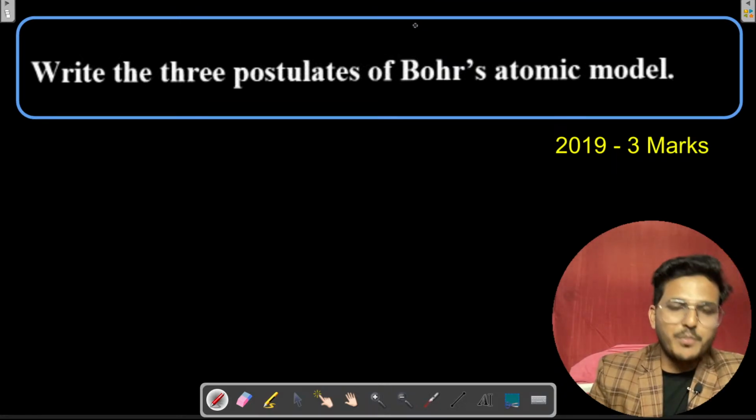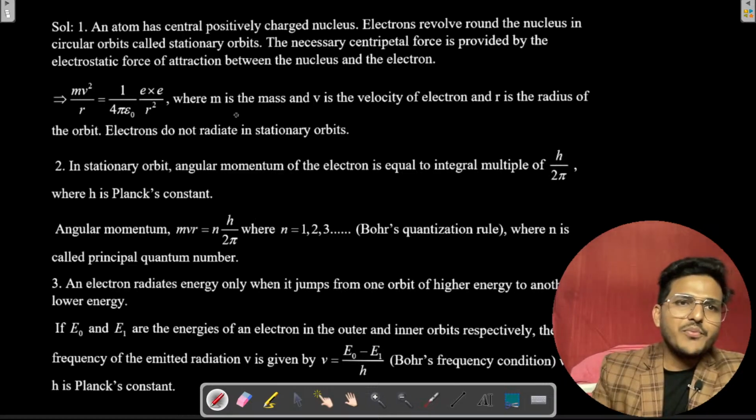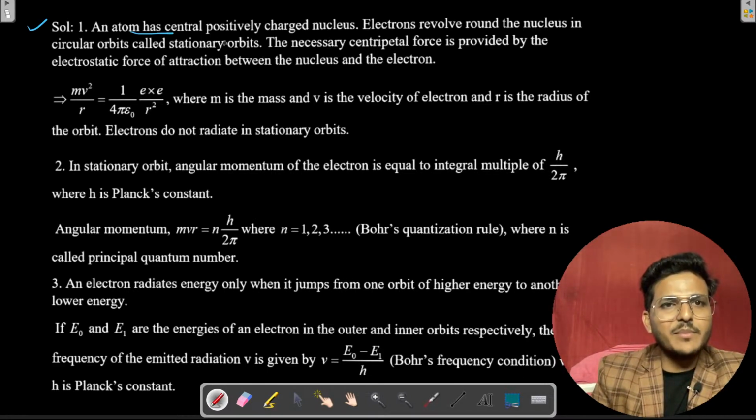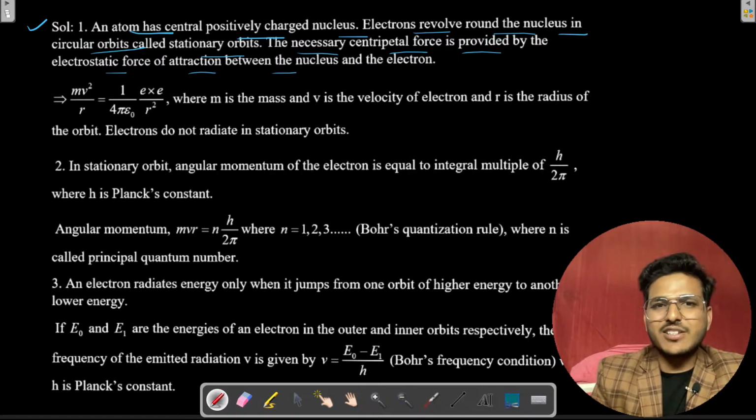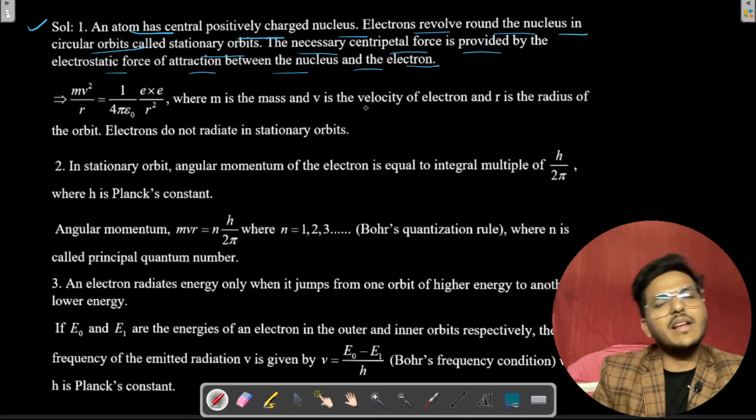Now, write the three postulates of Bohr's atomic model. Three postulates of Bohr's atomic model. In Bohr's atomic model, an atom has a central positive charge, the nucleus. Electrons revolve around the nucleus in circular orbits called stationary orbits. The necessary centripetal force is provided by the electrostatic force of attraction between the nucleus and the electron.